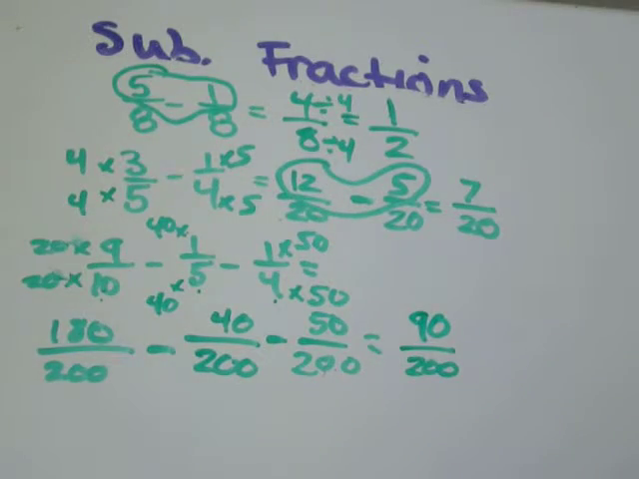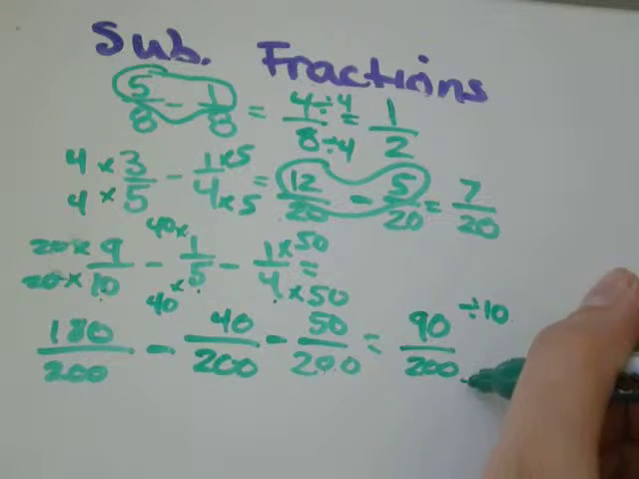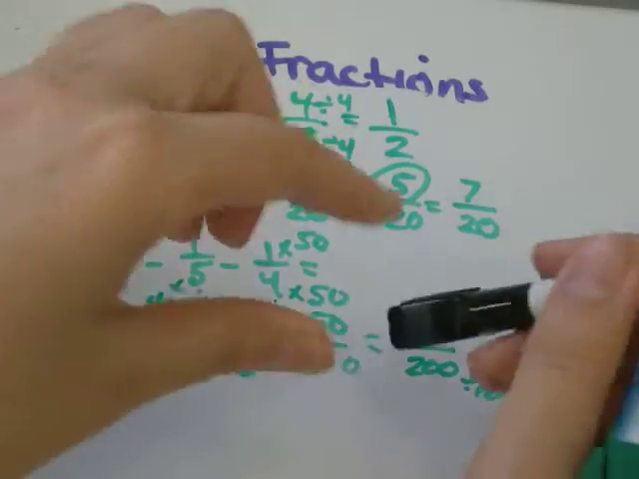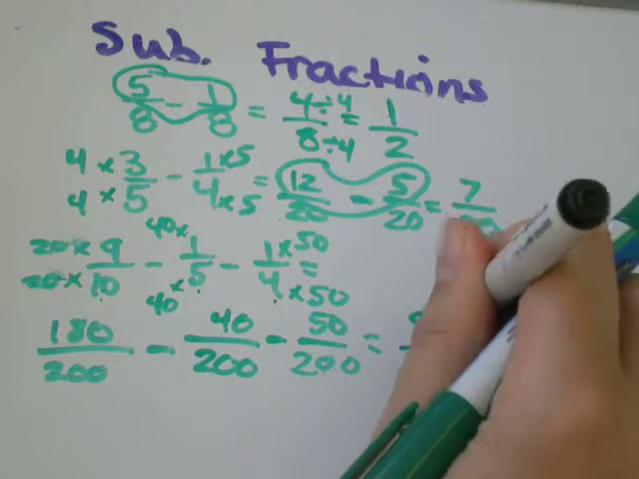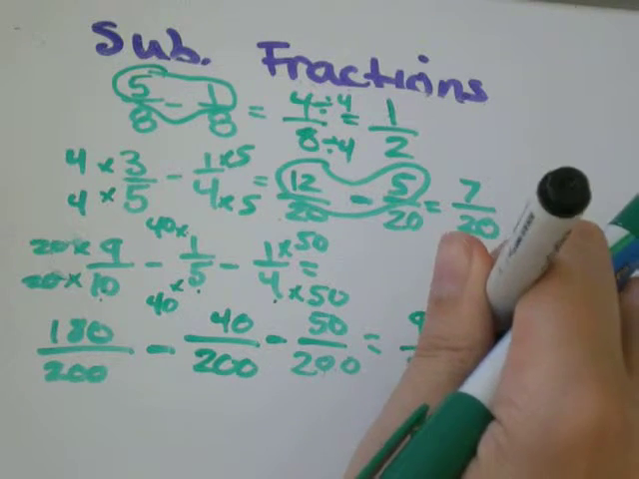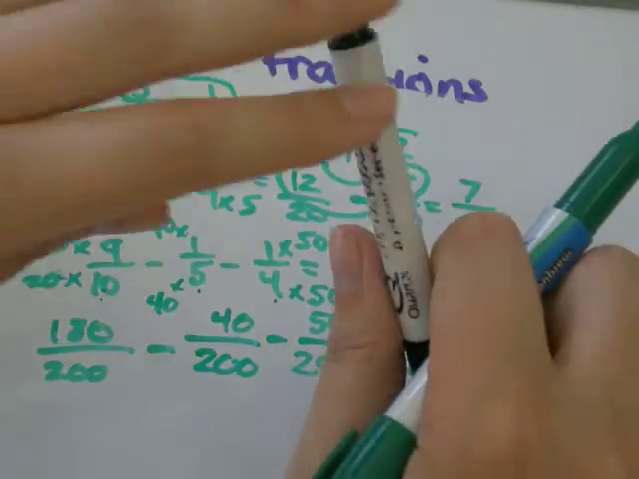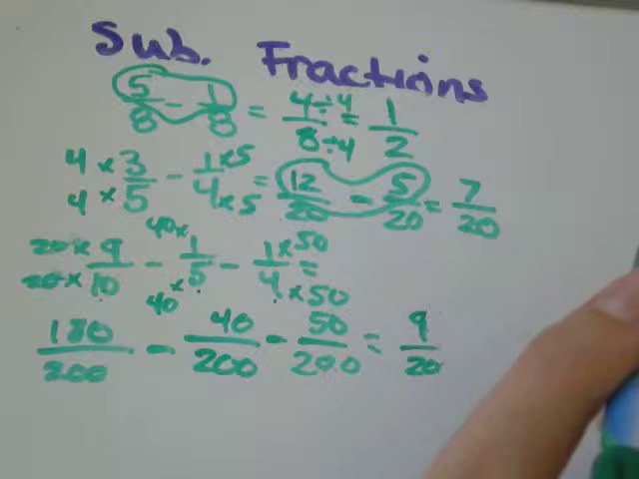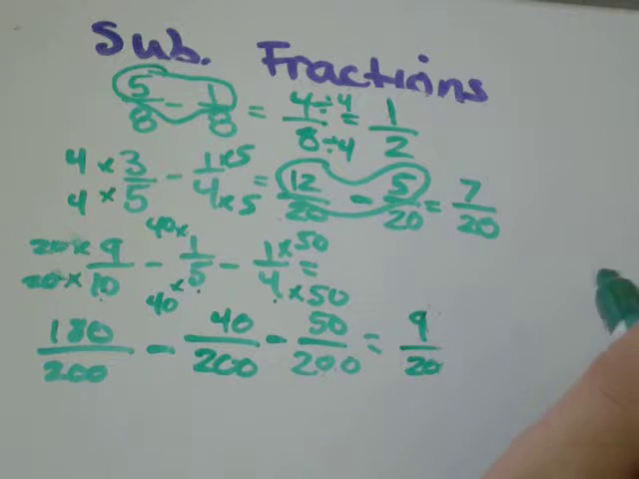So, 90 over 200, I bet I can simplify that. Well, they both end in a 0, which means we can divide them by 10. 90 divided by 10 would just be 9. 200 divided by 10 would be 20. So I'm just going to change that to 9 over 20 right here. And then I would look at those numbers and I'd say, can I reduce those? No, I don't think so. So that's the way you would leave your answer.